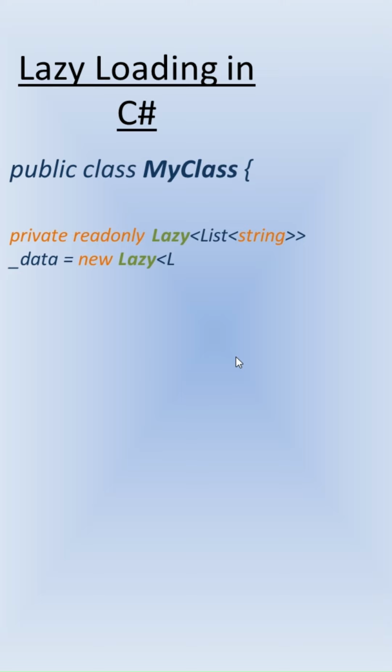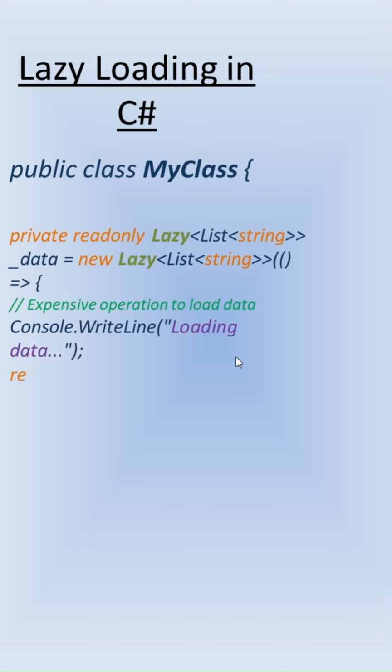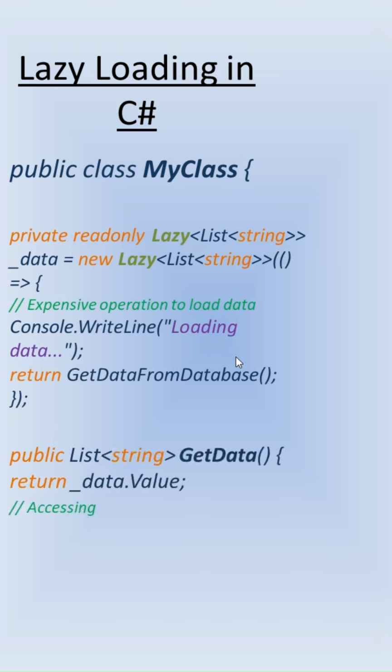Now, looking at this example, we see that we have a class named MyClass, and it has an object _data which uses the keyword Lazy. And we want this data value to be loaded after a pause. So that is when we have this Console.WriteLine and "Loading data". How do we achieve that?